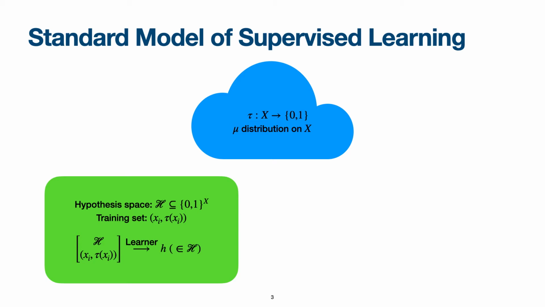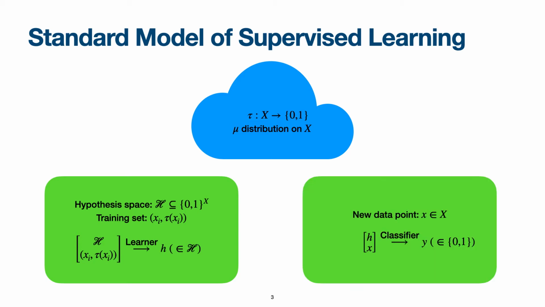A learning algorithm takes as input the hypothesis space and a training set, and returns one hypothesis from the hypothesis space, the chosen hypothesis. Once this training phase is done, we can use our chosen hypothesis h to classify new data points. So given a data point x from the domain, we can use our hypothesis on x to decide some value y, 0 or 1.